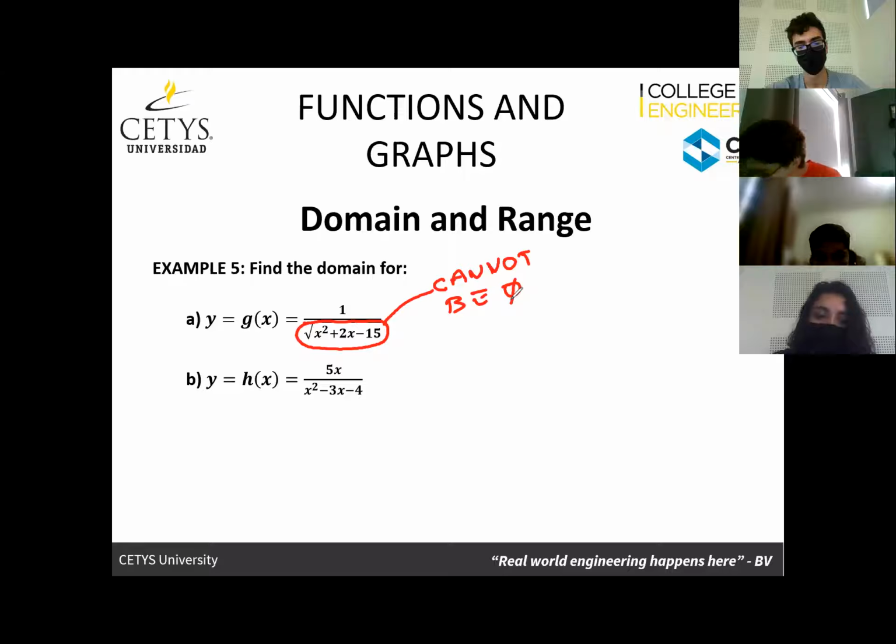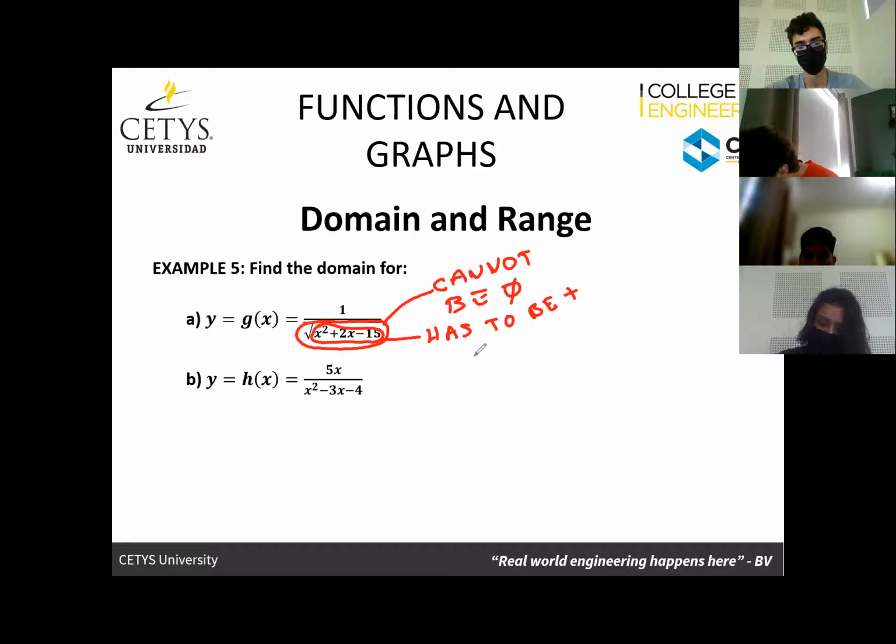But what else do we have in the function? Square root. And what's the rule with the square root? It has to be positive. So what's inside here has to be positive. Are we okay up to that point? So how could we represent that as an inequality? A similar question that I had made to Anna. How could we represent that as an inequality?